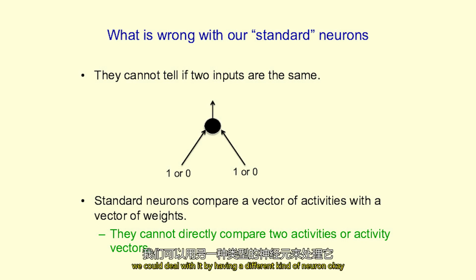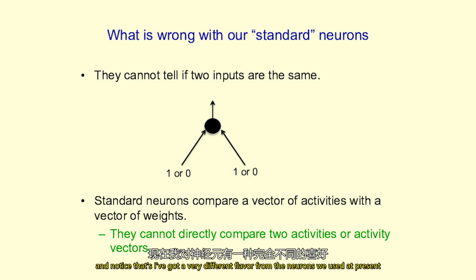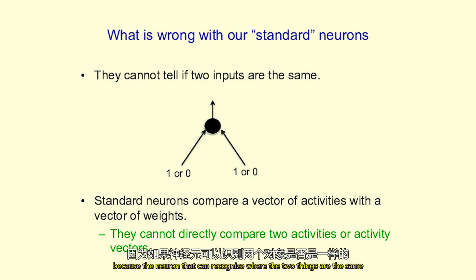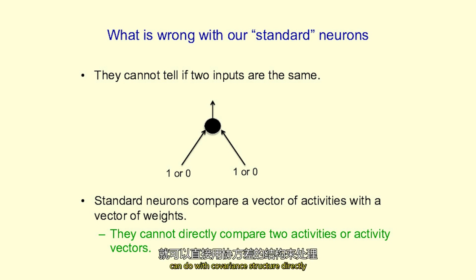But it's not the only way to deal with it. We could deal with it by having a different kind of neuron, something that can recognize whether two things are the same. And notice that's got a very different flavor from the neurons we use at present, because a neuron that can recognize whether two things are the same can deal with covariance structure directly.